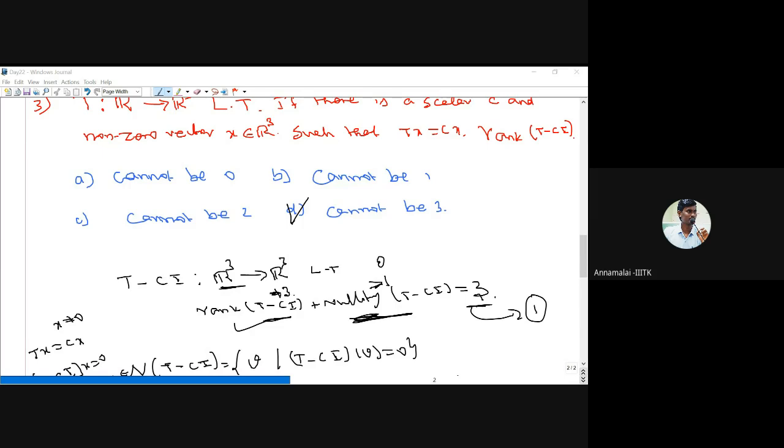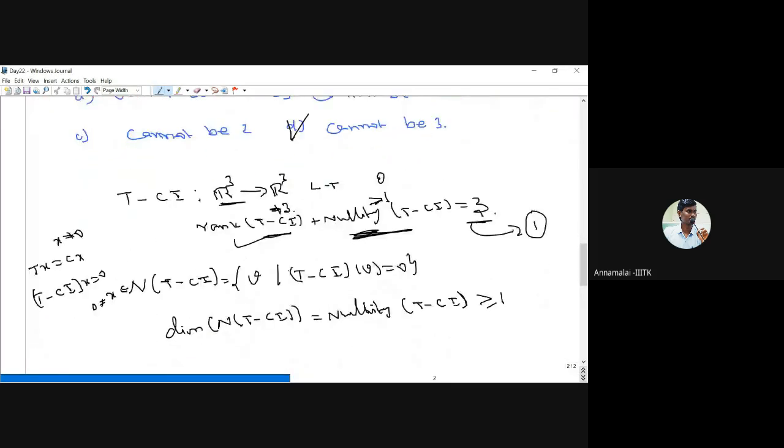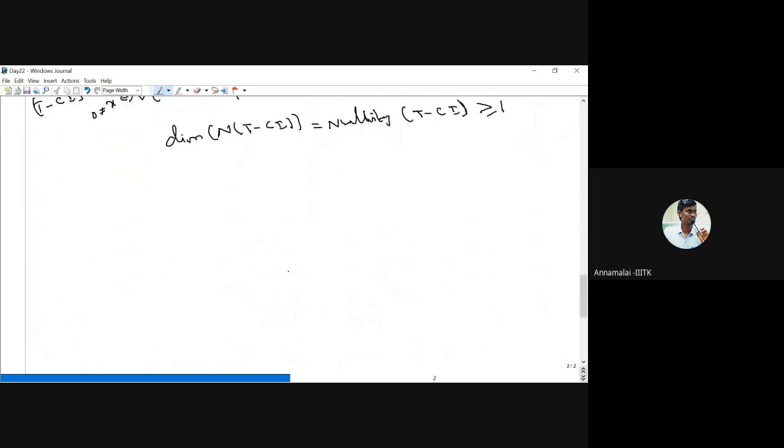Okay. Now, next problem. From group theory, fourth problem. Suppose the group G contains the elements 1, 2, 3 up to 16. So this is a group with respect to multiplication modulo 17.